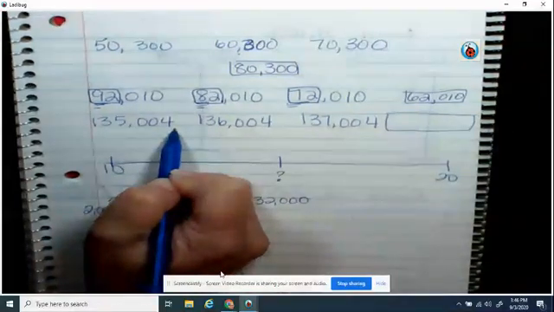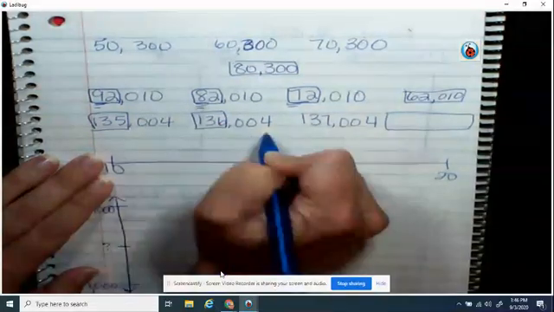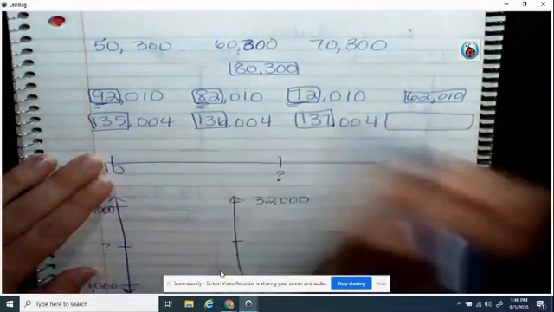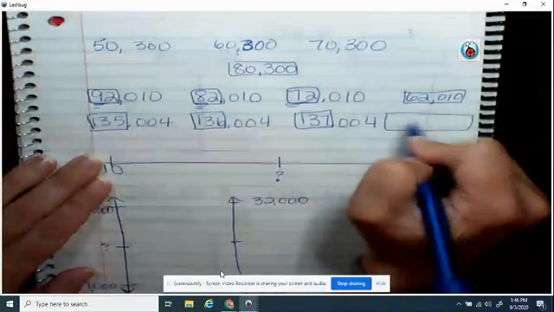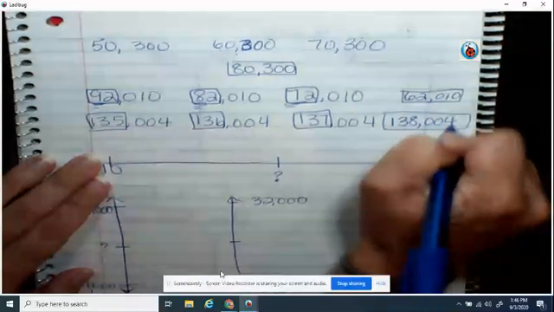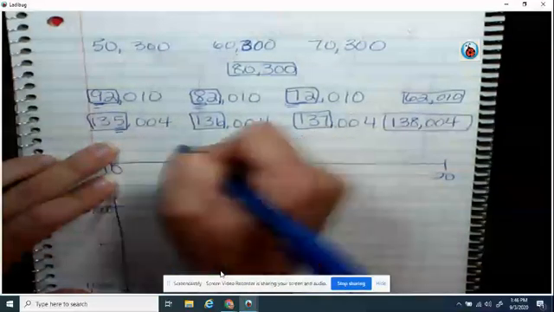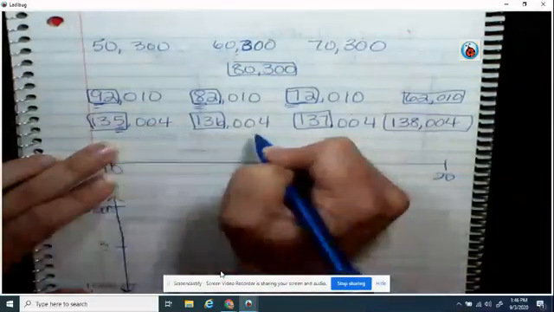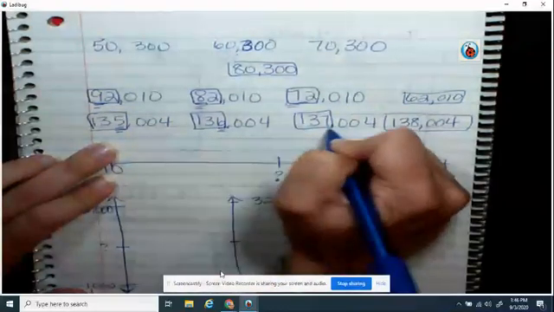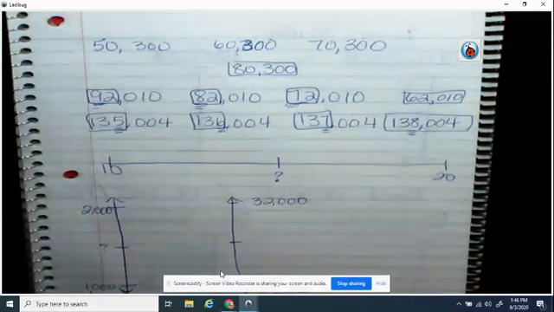All right, 135,004. 136,004. 137,004. 138,004. That one changed in the 1,000s place, going up by 1,000. 5,000, 6,000, 7,000, 8,000, each time going up by 1,000. Good job. All right, now we're going to set up and get ready for rounding.